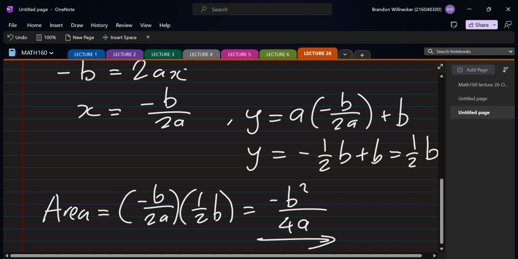And again, this is a positive area because we know that a is negative because it's a downward sloping line. Okay, so just because there's a minus sign in front doesn't mean that it's a negative area. It is still positive.